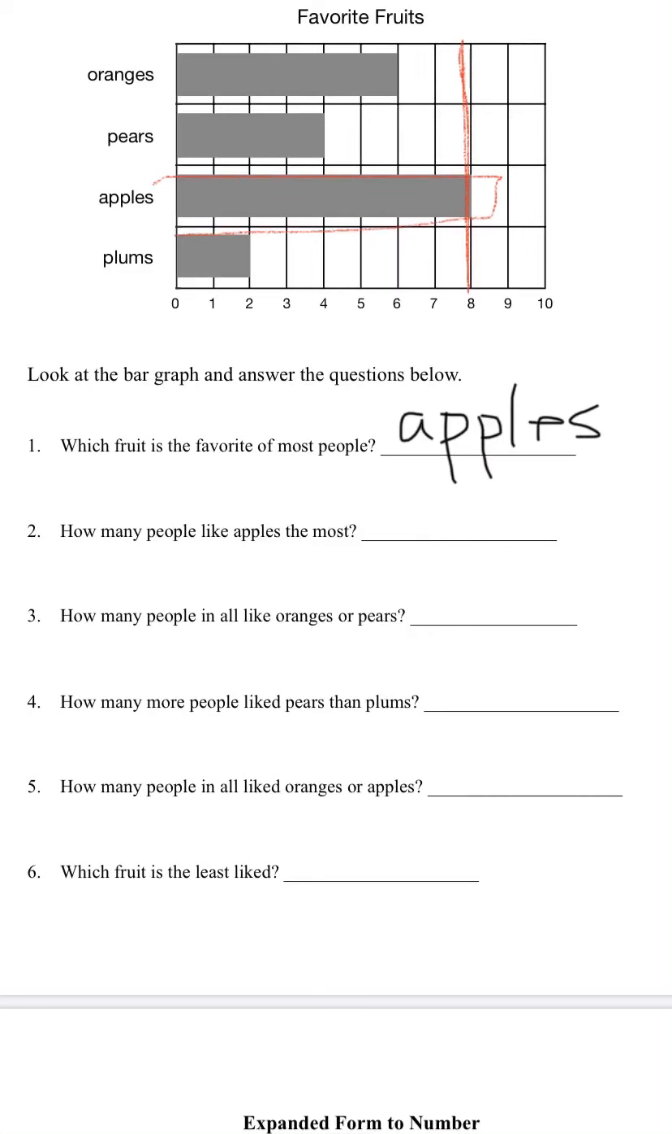Now, how many people like apples the most? And we just have to look at this number. So it's 8. And then let's try number 6. Which fruit is the least liked? And when we look at it, we know that the oranges are second, pears are third, so plums are our least favorite.